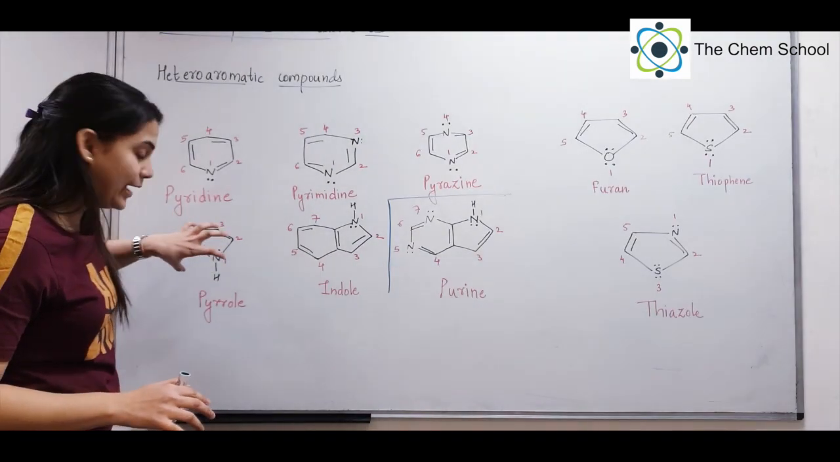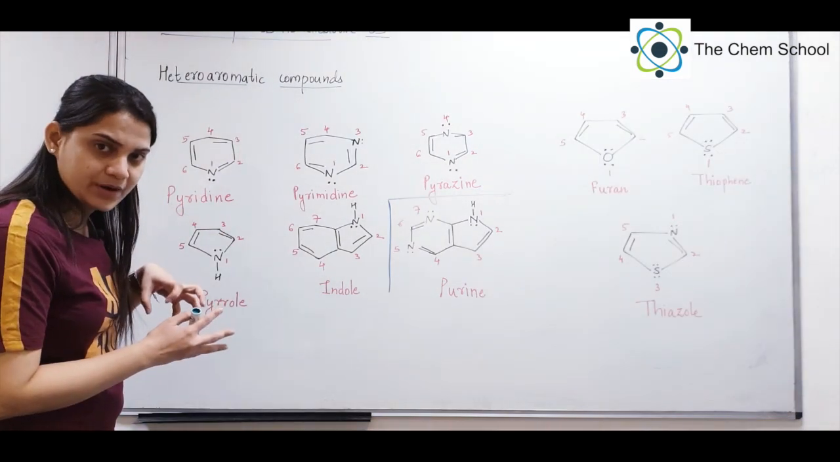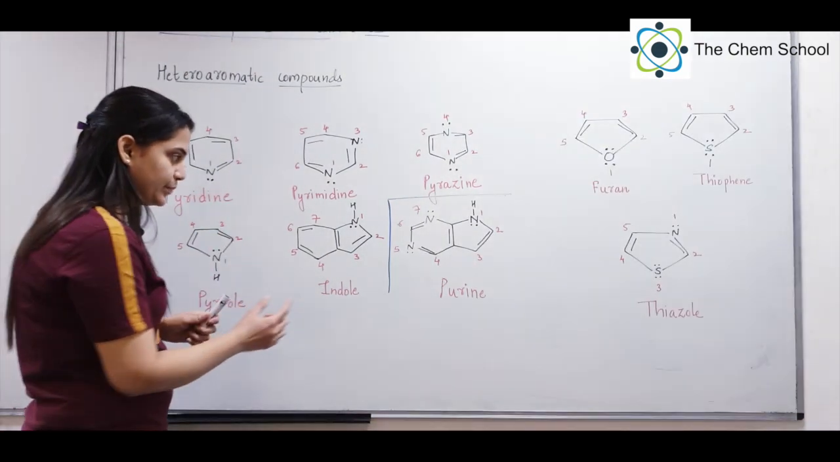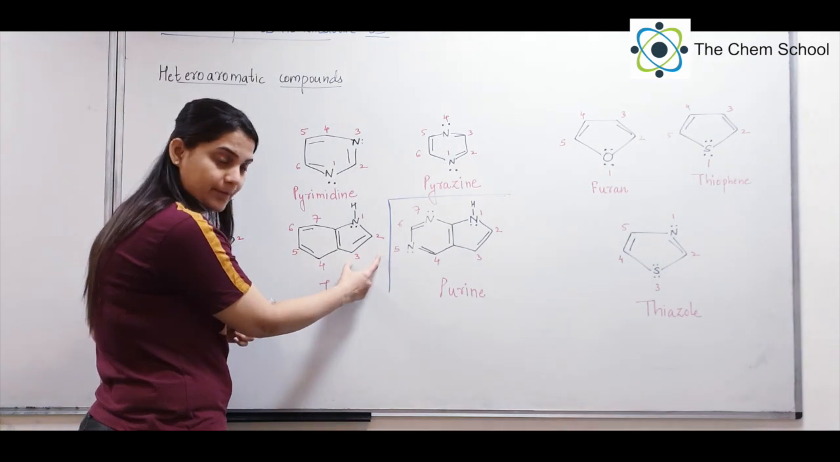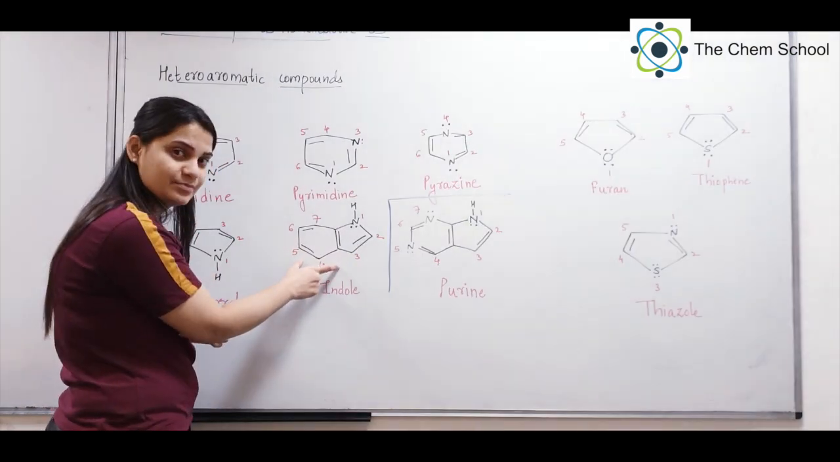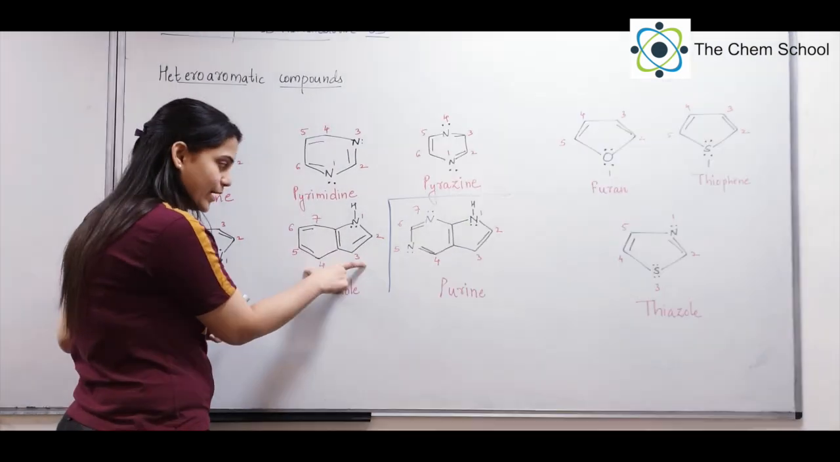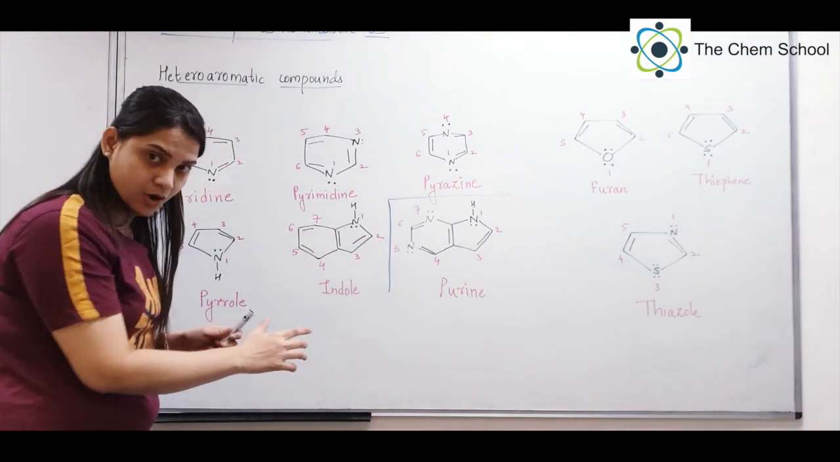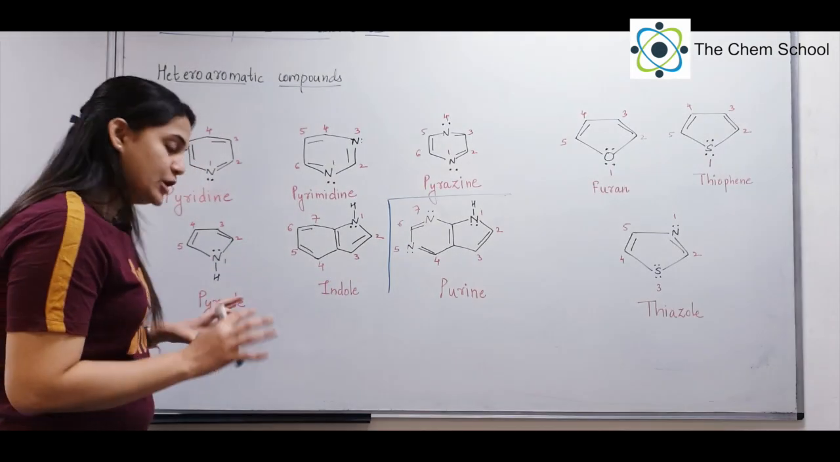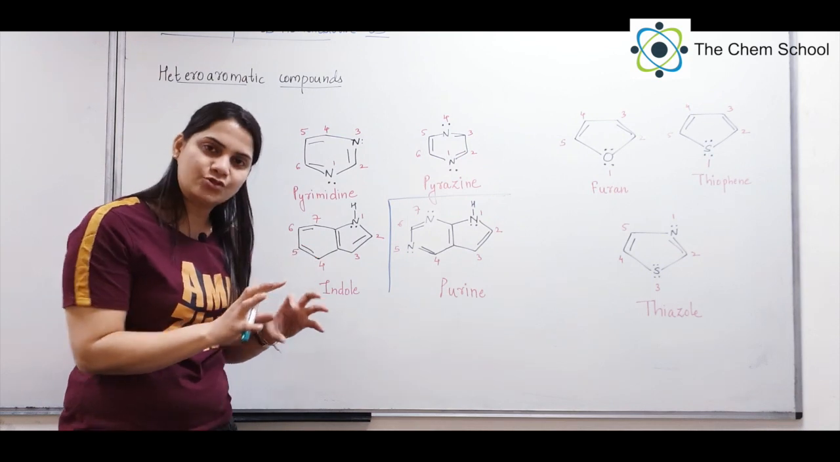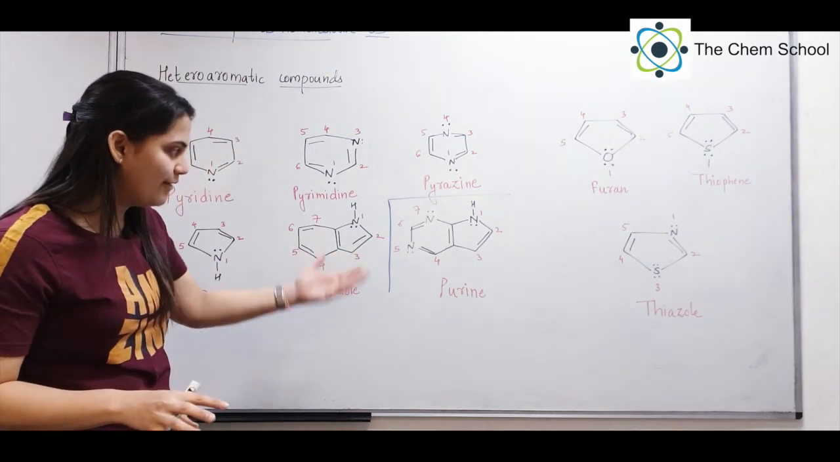If you have this pyrrole ring fused with another 6-membered ring, then the name will change. So see, in this case I have this pyrrole unit, but it is fused with one 6-membered benzene ring. Together they are called indole, right? So one pyrrole fused with benzene is called indole. Have a look at the next one.